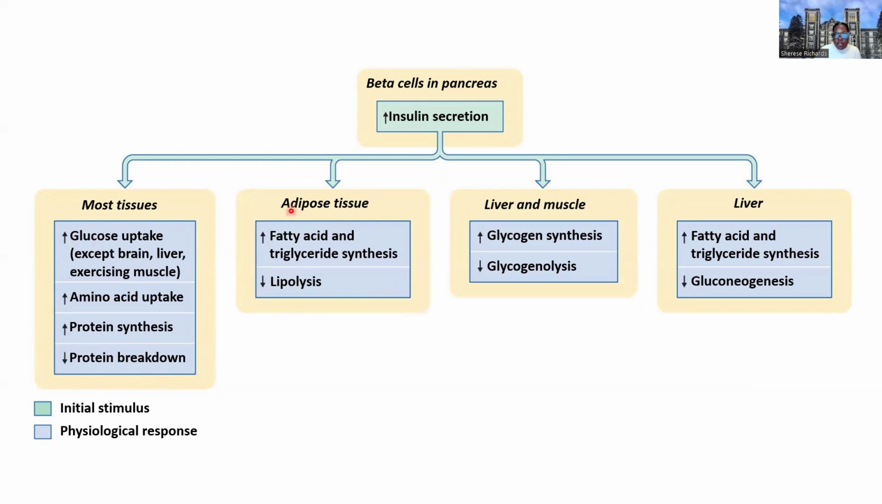In the fat tissue, it's going to increase fatty acid synthesis and decrease lipolysis. In the liver and muscle, it's going to increase glycogen synthesis and decrease glycogenolysis. And then in the liver, fatty acid synthesis also increases, and gluconeogenesis is going to be decreased or turned down. Gluconeogenesis is the process of turning proteins into glucose. So that's the cross pathway of making new glucose, hence the neogenesis, from a protein source. So that will also be turned off.